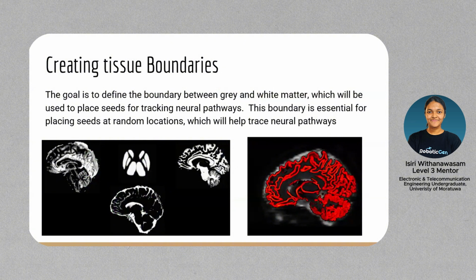The next step of this analysis is creating tissue boundaries. We do this to separate the gray and white matter, because only the white matter matters for us. White matter only has the nerve fibers, and this is used to place seeds for tracking neural pathways.